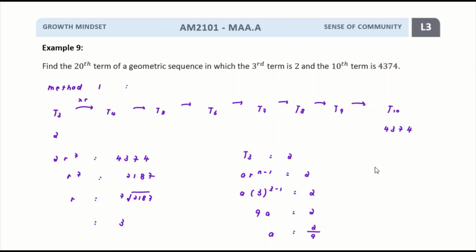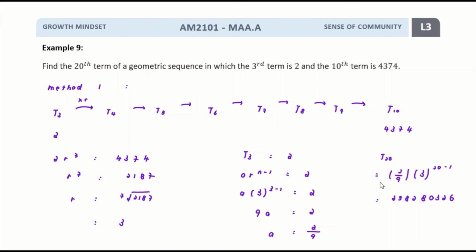After we get this, now we get our T20. T20 is equal to ar^(n-1), which is a r^(20-1). So you can just do 2 over 9, then 3 to the power 19, and you get your answer as 258280320. This method is more on solving an equation, like algebra. You are using two pieces of information to get your r first, then by using the nth term formula to get your a, then you substitute back.